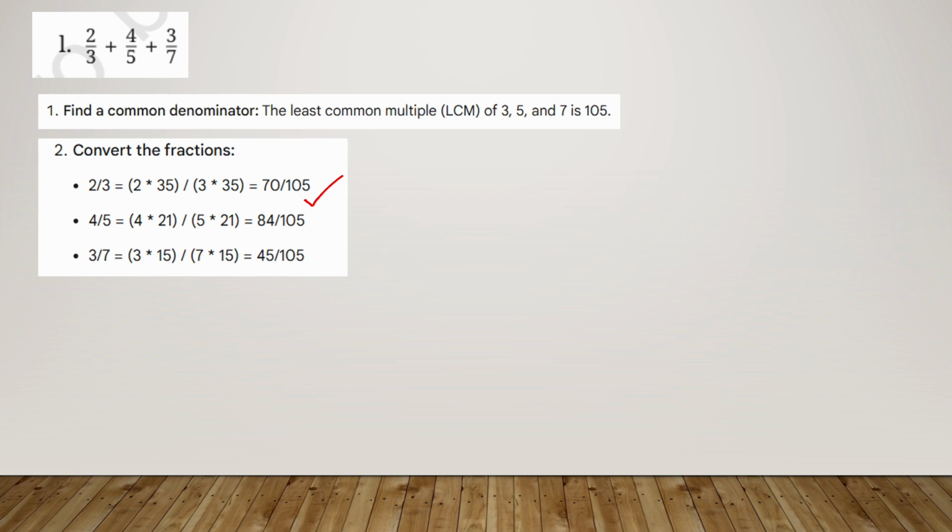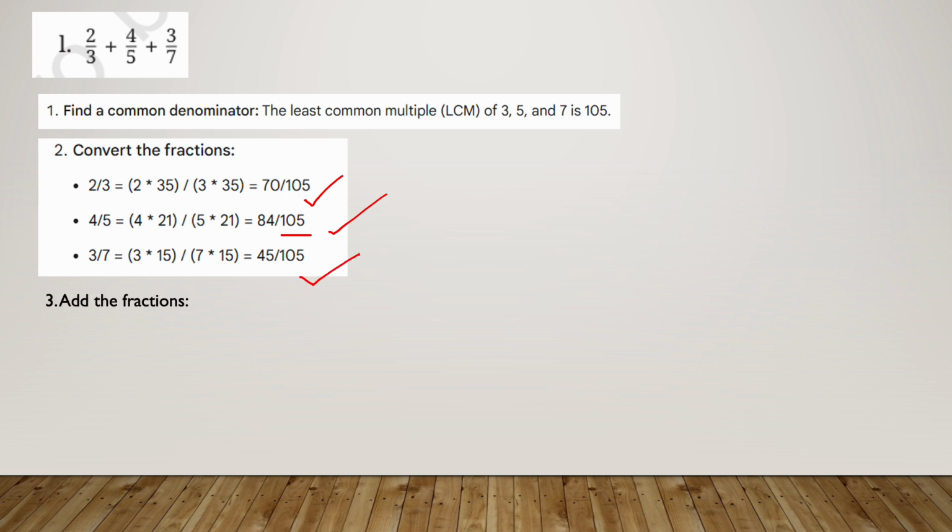Then 4 by 5, we have to convert 4 by 5 into an equivalent fraction such that the denominator is 105. So multiply both numerator and denominator by 21. Similarly, 3 by 7, you multiply both numerator and denominator by 15. You will get 45 by 105.